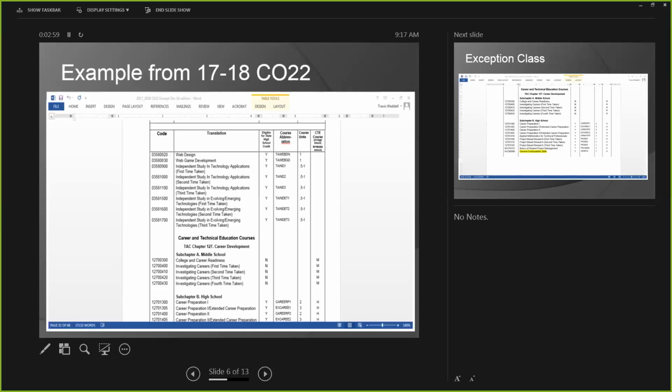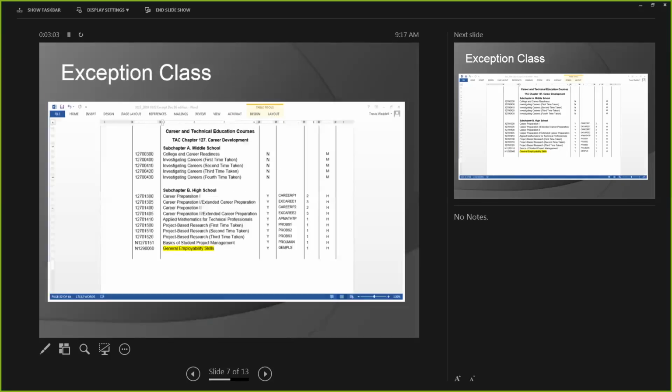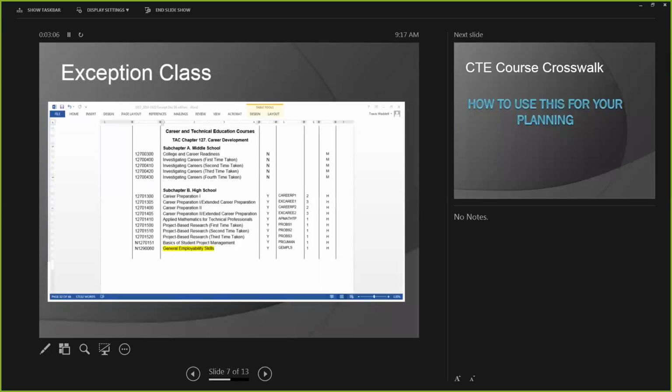And let's move on through some more with the CO22. So here's another one, this is your one caveat, for lack of a better term. This is the one class that draws CTE funding that does not have a 127 or a 130, because it was just a slight error that was made, and TEA caught it, and they have put a process in place.